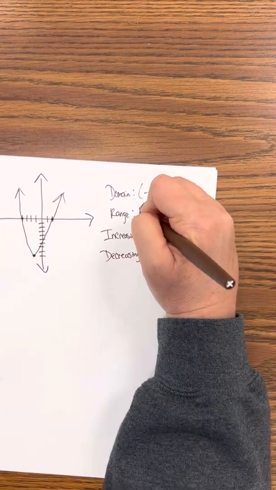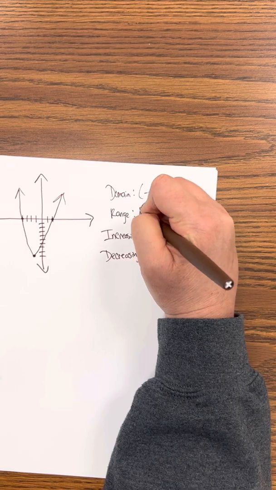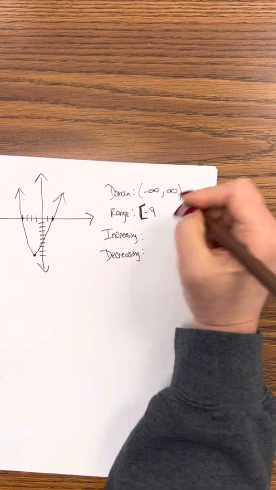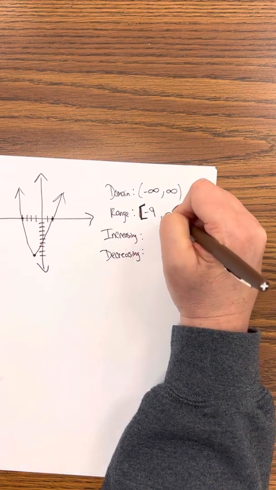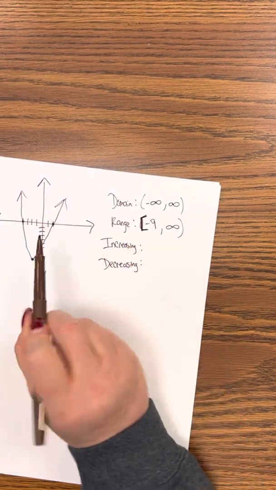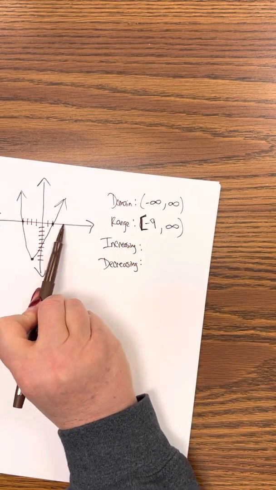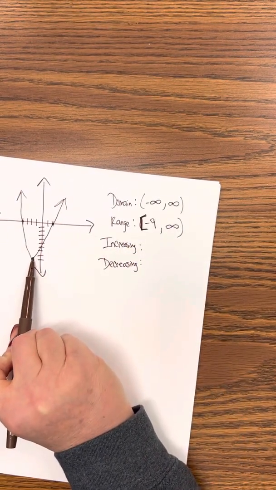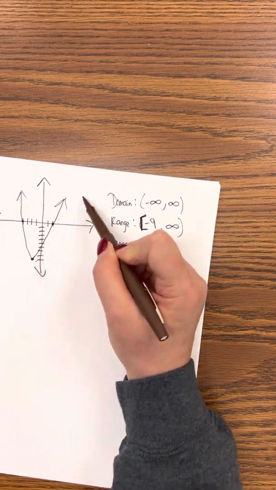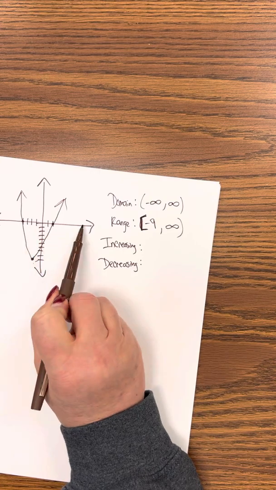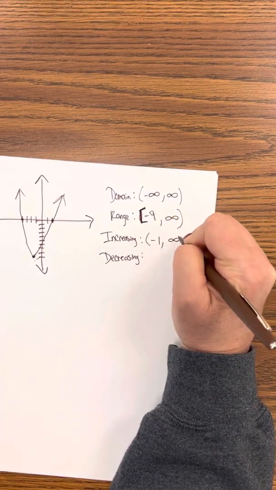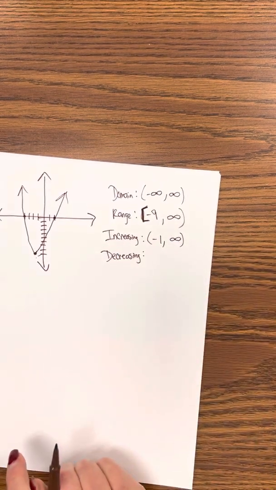And remember, it's a bracket. I almost drew that wrong. It's a bracket at negative 9 because it has a starting point. And then it goes just to positive infinity forever. Okay, you're increasing. Remember, using your x-axis, it goes from here, which was negative 1, and increasing is this way, so it's going to go negative 1 to infinity. And remember, use those parentheses on the increasing and decreasing.